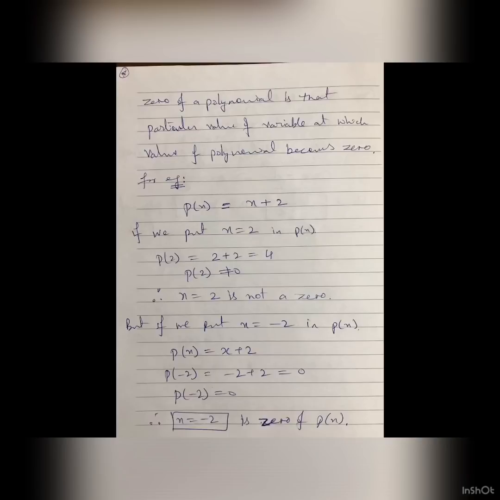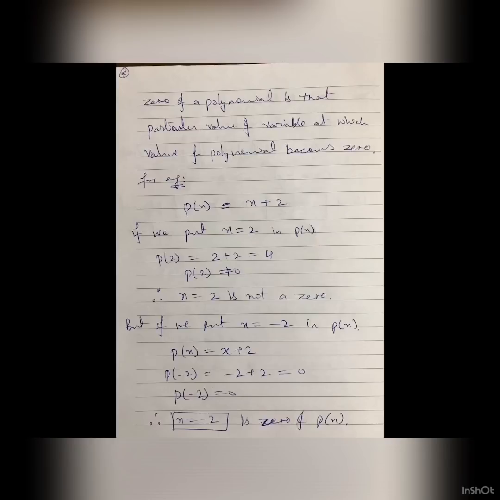For example, if p(x) is equal to x plus 2 and if we put x is equal to 2 in p(x), the value of the polynomial becomes 2 plus 2. So the value of the polynomial is 4. Now it is not equal to 0. Therefore, x is equal to 2 is not a zero of p(x).